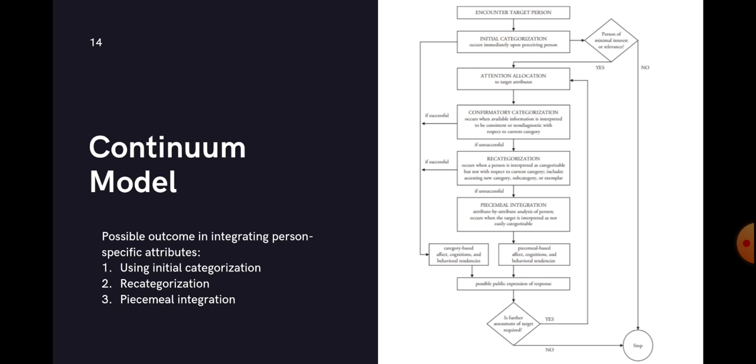And then the third one will be a piecemeal integration. So piecemeal integration only happens if I think my recategorization is still not the right final judgment about the person. If I think that my recategorization is not right, then I will try to assess the target one by one, by attribute, to make a more wholesome judgment about them. And what we need to know is that this piecemeal integration rarely happens.